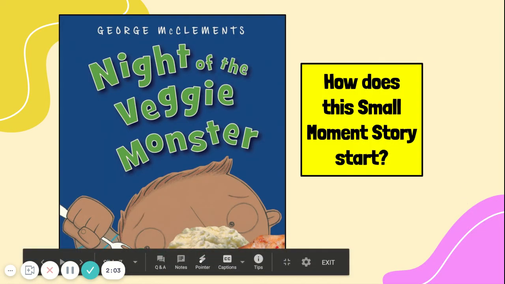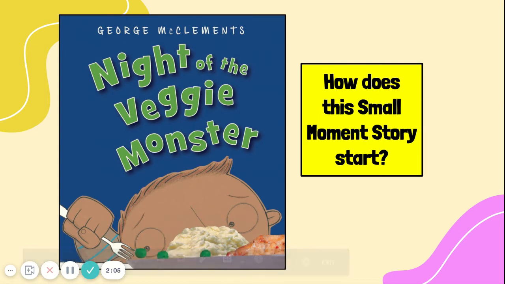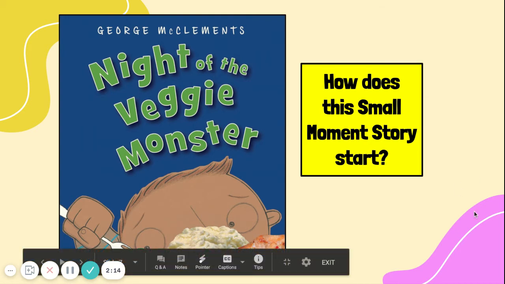Let's think back on The Night of the Veggie Monster. This was a small moment story. How did this author and illustrator begin this story? Let's take a close look at the first page.